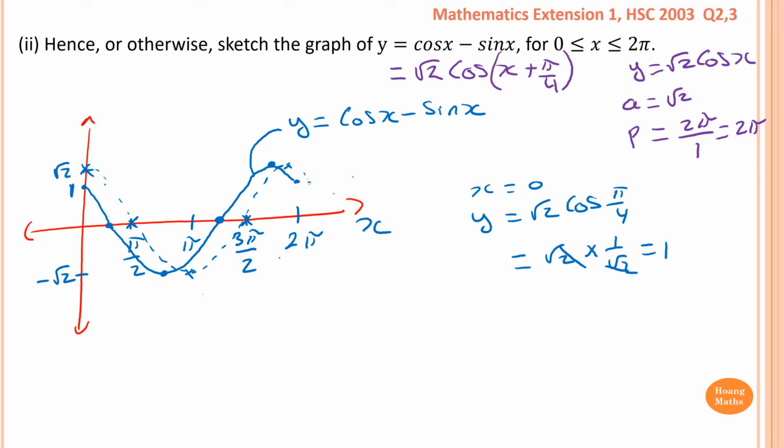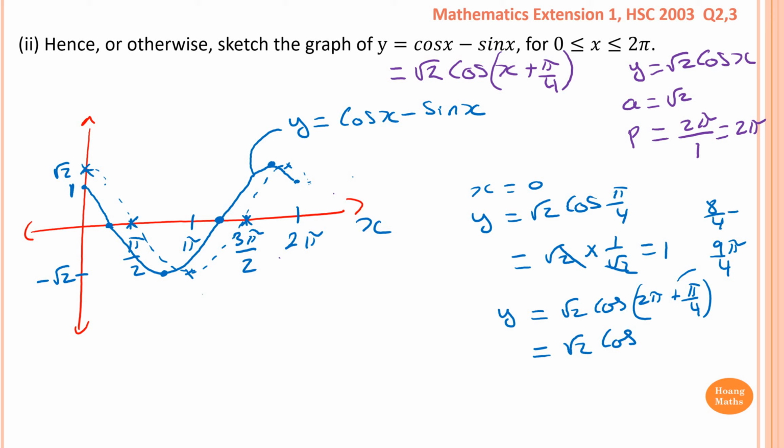And then when x is 2 pi, same process. So which is root 2 cos of 2 pi plus pi over 4. So 2 plus a quarter is 9 over 4, which is 9 pi over 4. So it is root 2 cos of 9 pi over 4. Don't forget 9 pi over 4 is 8 over 4 plus 1 over 4, which is 2 pi plus pi over 4. So it's the same as cos of pi over 4 as well. So root 2 times 1 over root 2 is 1. So this is 1 as well. Don't forget, I can write 2 pi and 1 here if you like. You don't have to. That's all.